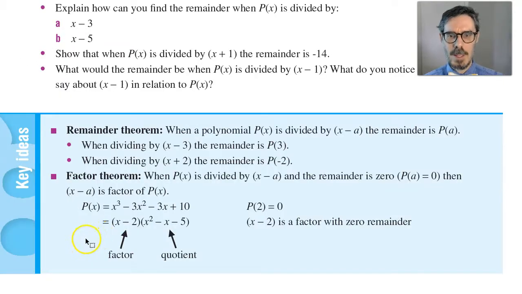Sometimes you have to be a little bit careful with negative signs. We always write it as x minus a, but sometimes it might be a plus, x plus 2. Well, when you divide it by x plus 2, the remainder is p of the minus 2 part, because it's x minus negative 2. So the remainder is p of negative 2.